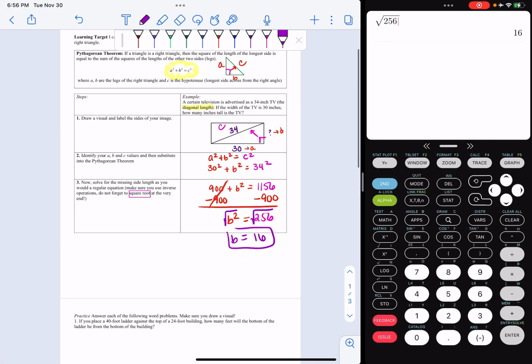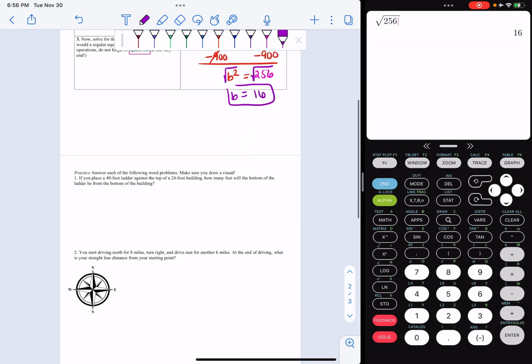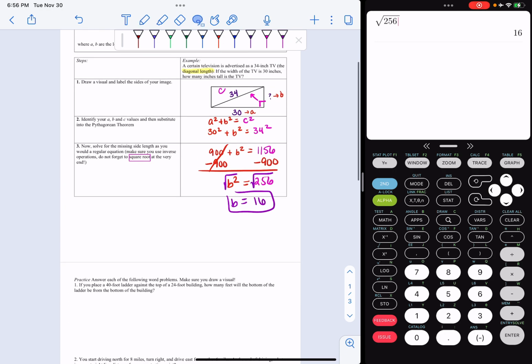And that's how you would approach a word problem. Question number 1. I'm just going to screenshot this real quick, that way we can see our steps come alive every single time.